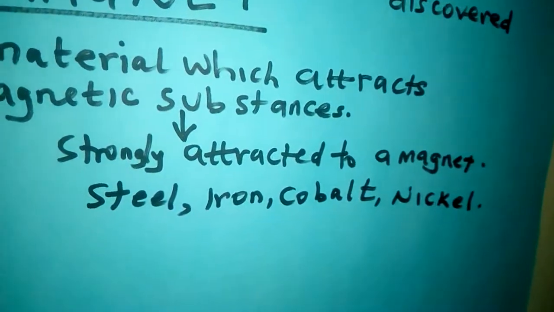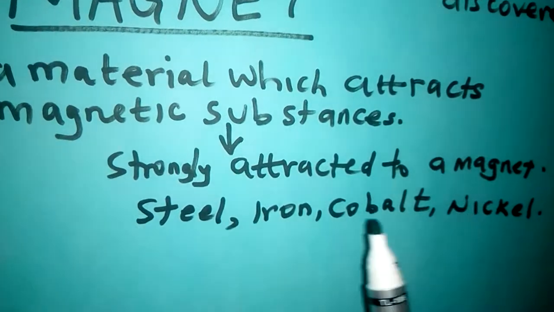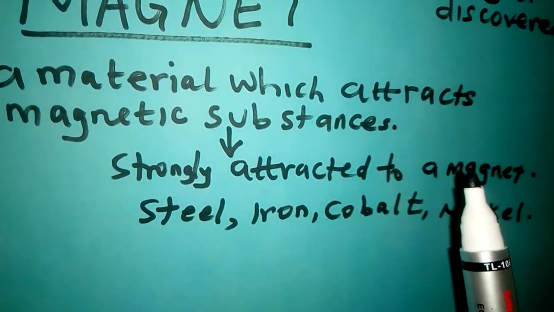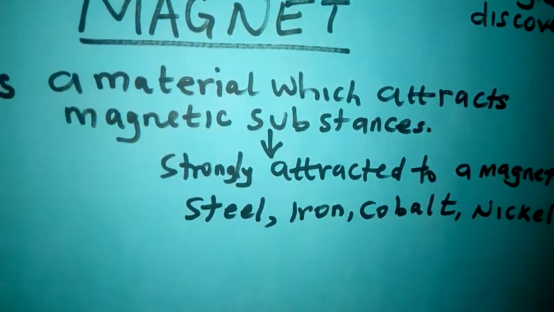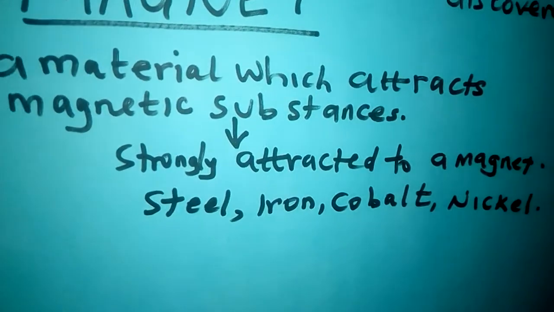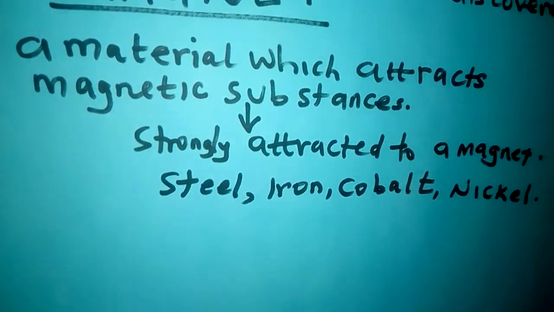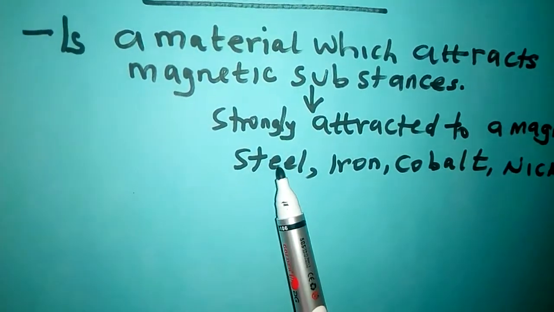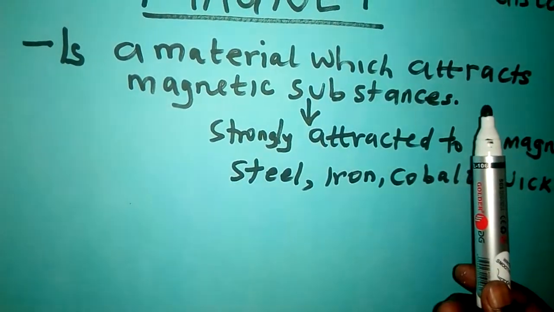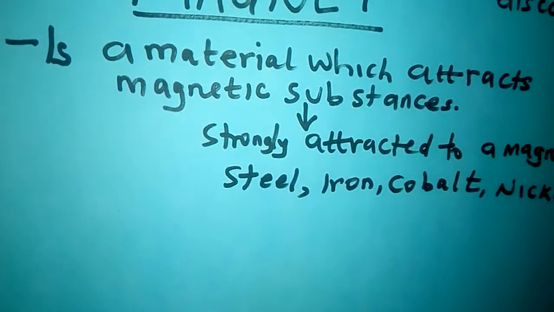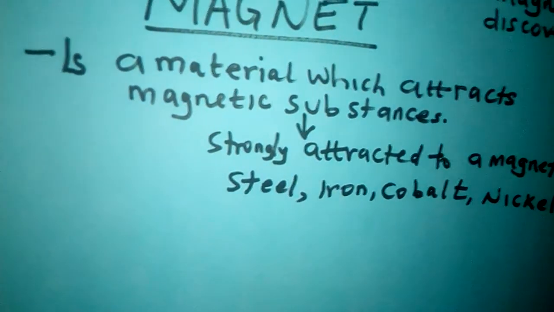So those substances, steel, iron, cobalt, and nickel, are strongly attracted to a magnet, and for that matter we call them magnetic substances. So if you bring iron, steel, cobalt or nickel near a magnet, it will attract it. That's why we are saying that a magnet is a material which attracts magnetic substances.